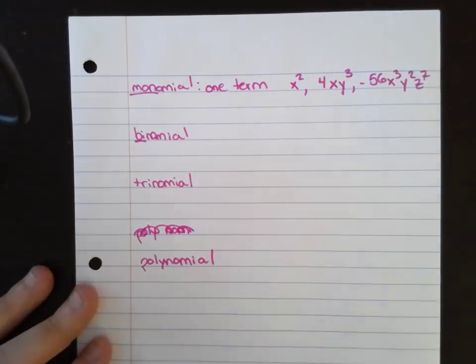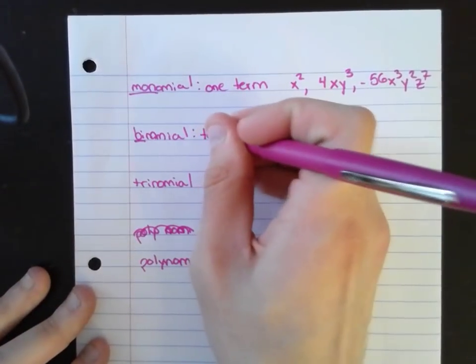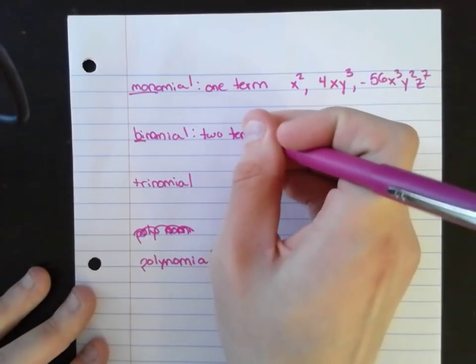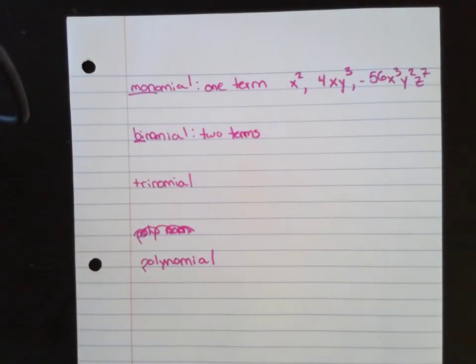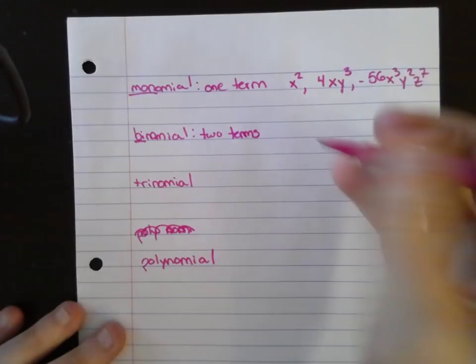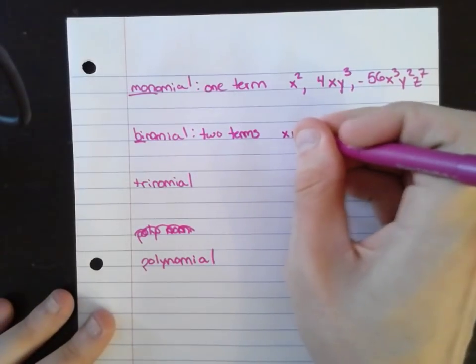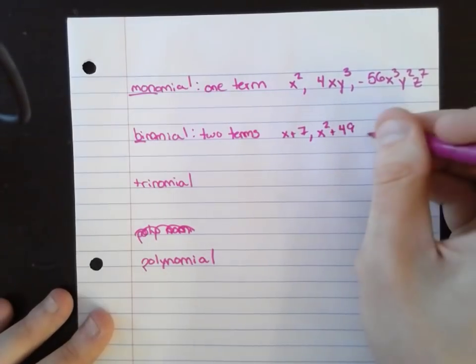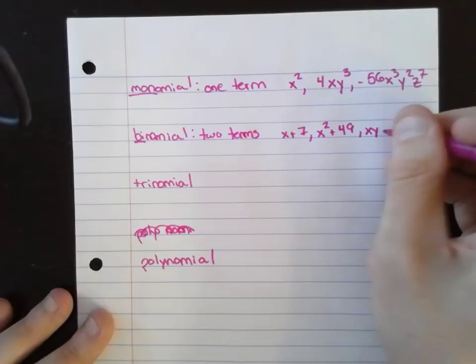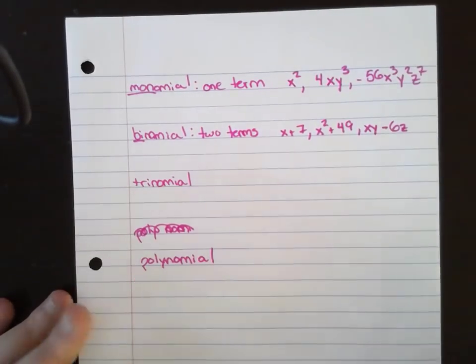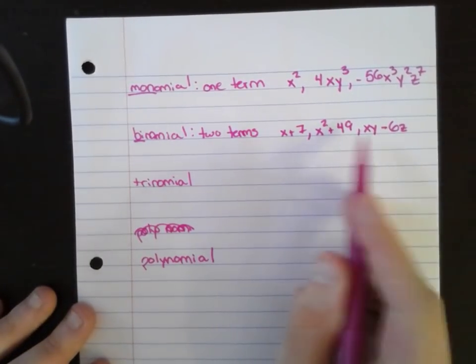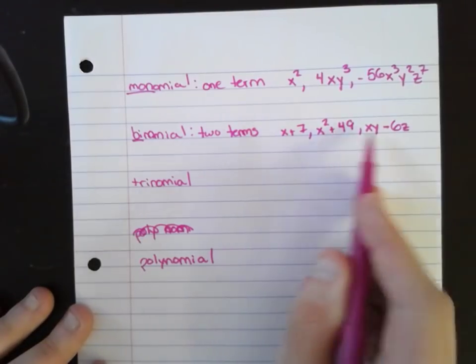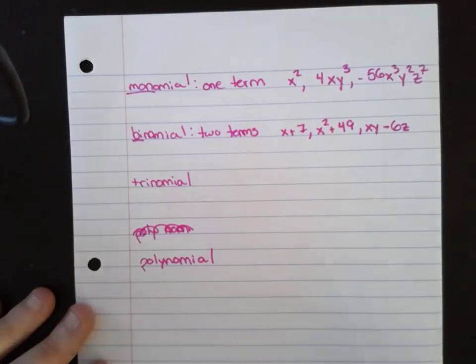Next one, binomial. Binomial, prefix bi, obviously you guys should know that means 2 terms. And this is going to be one of the bigger ones we see in the next couple of months because we're going to be working with a lot of binomials and factoring expressions into different binomials. So again, a binomial could be x plus 7, it could be x squared plus 49, it could be xy minus 6z. Again, 2 terms separated by an addition or subtraction sign.